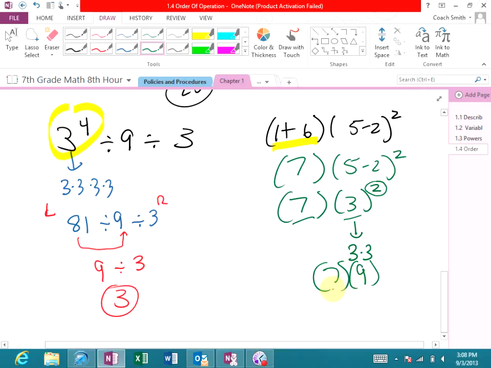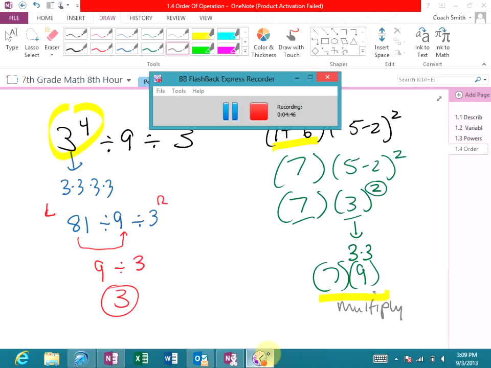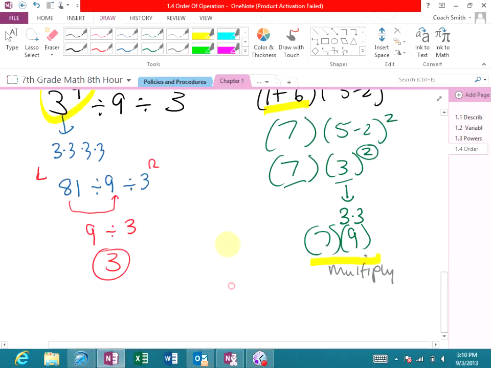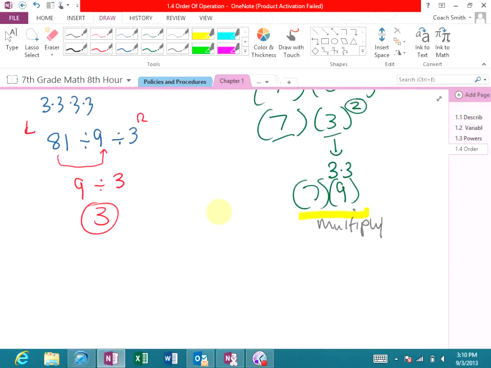So now I have 7 in parentheses and 9 in parentheses. When you have this, this means to multiply. All right. So, when you multiply 7 times 9, you get what? 63. Okay? All right, now, I want you to try this one on your own.